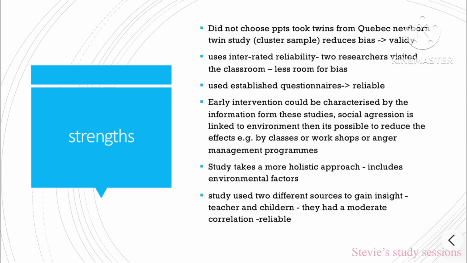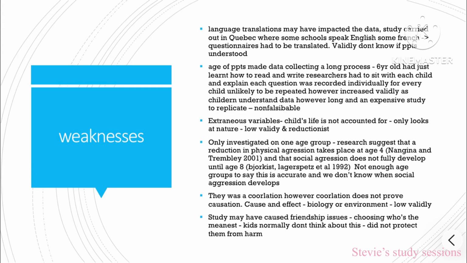Early intervention could be characterized by the information from these studies. Social aggression is linked to environment. Then it's possible to reduce the effects of social aggression. The study takes a more holistic approach, including environmental factors. The study uses 2 different sources to gain insight, teachers and children, and they had a moderate correlation, making it more reliable. Which translations may have impacted the data?